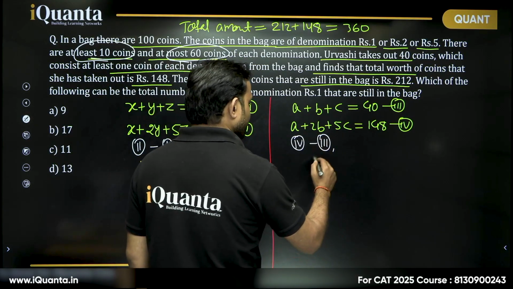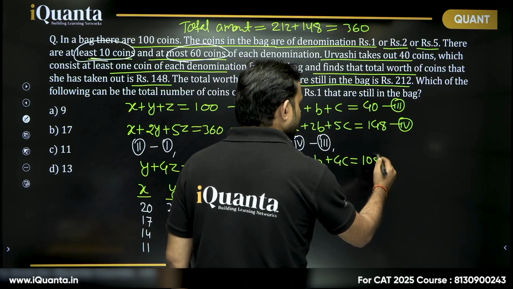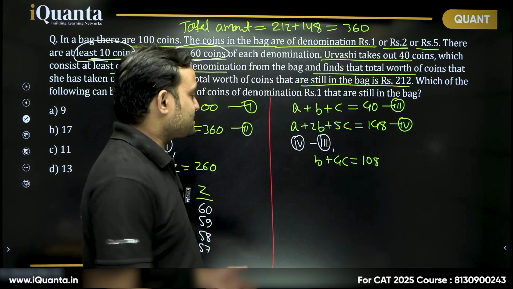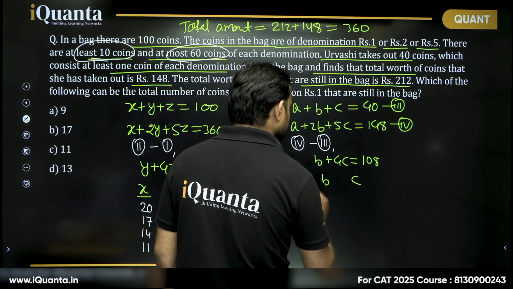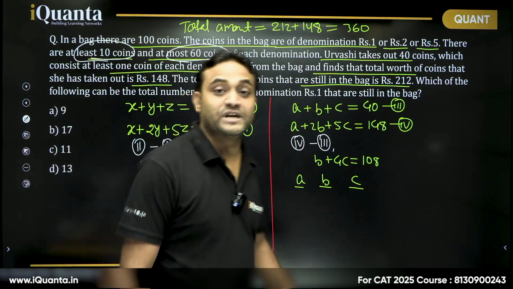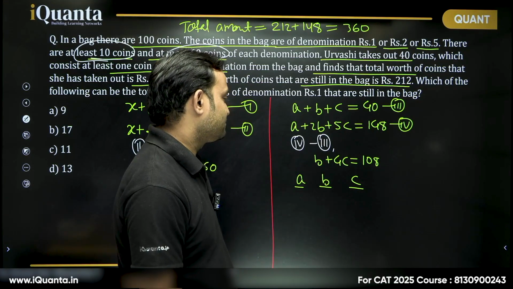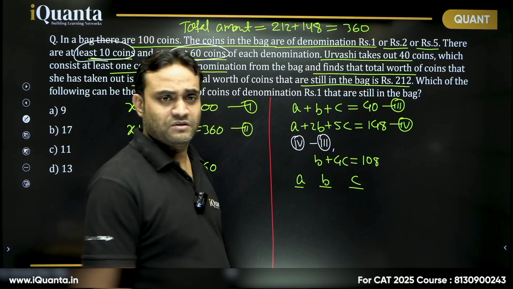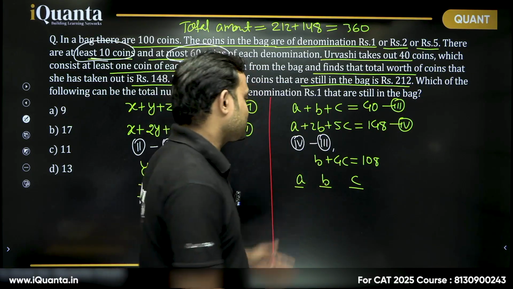We get B plus 4C is equal to 108, right? Again, starting with the maximum value, let's check the possible values of A, B, C. We know that each of these values must be at least 1. The maximum value of C I can take is 27, but if I take C as 27, B will become 0. So that is not possible.